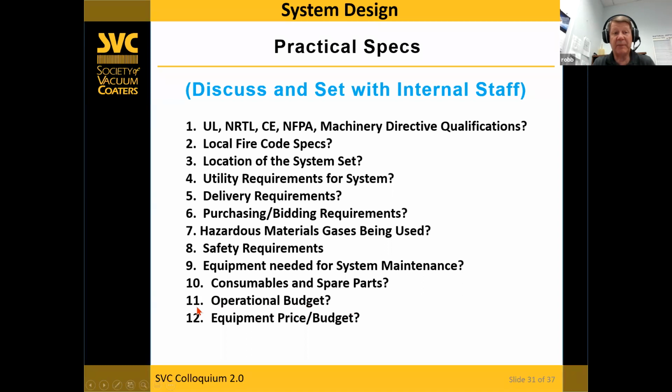Also, I would point out item number 11, the operational budget, because a lot of people don't consider, hey, I'm going to need replacement materials. I'm going to need maybe a spare set of O-rings, gaskets, consumable parts to replace. They don't consider the operations budget. And sometimes people run out of money and they can't run their vacuum system anymore because they can't afford to buy the gold or platinum or whatever they needed in order to keep the system running and producing parts.